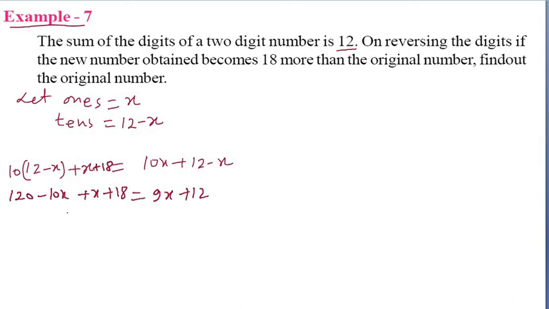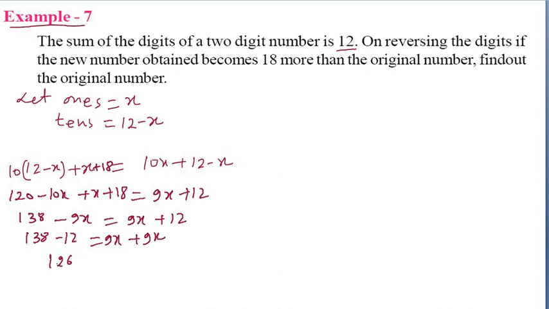So let us do here something. What will happen? Now 18 and 120, so it is 138, because 8 and 0 is 8, 2 and 1 is 3, and 1 is 1. And it is minus 9x equal to 9x plus 12. Now 9x is transferred to the right hand side and 12 is transferred to the left hand side. So 138 minus 12 will be equal to 9x plus 9x. So 8 minus 2 is 6, and 3 minus 1 is 2, and 1 as it is, this, and 18x.